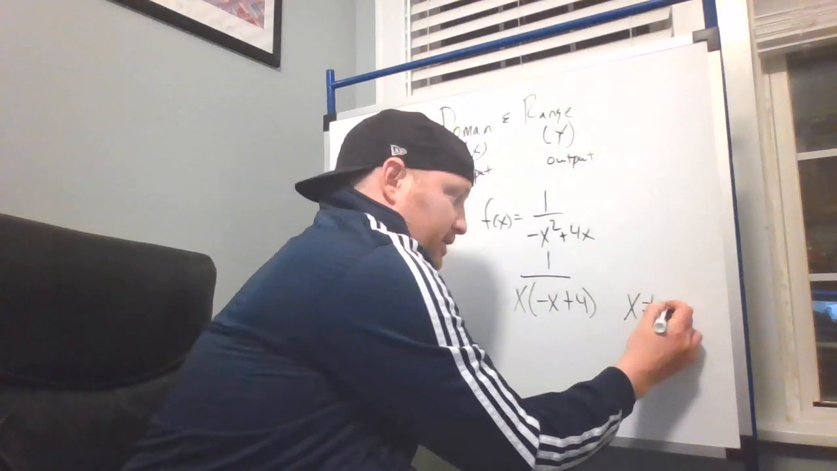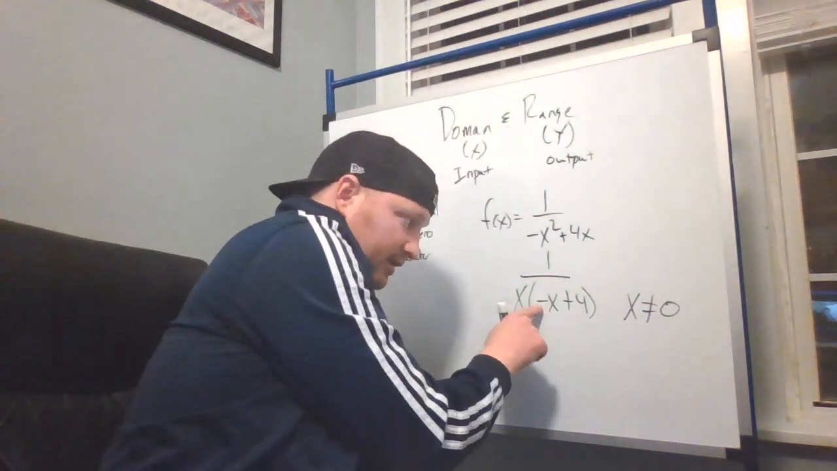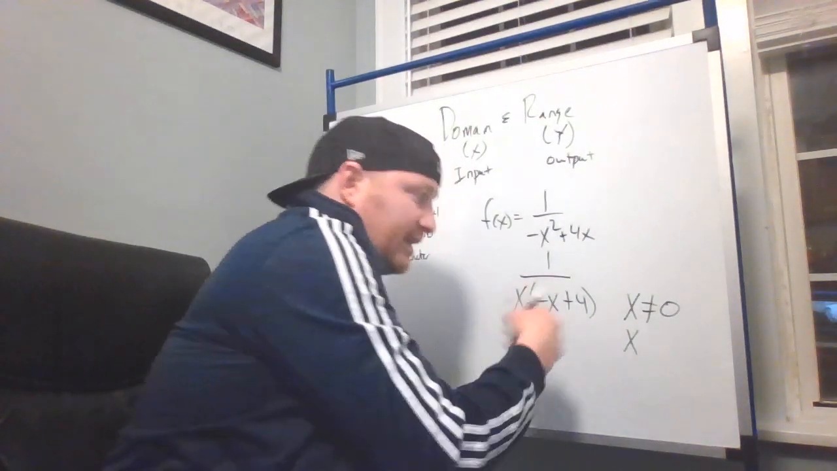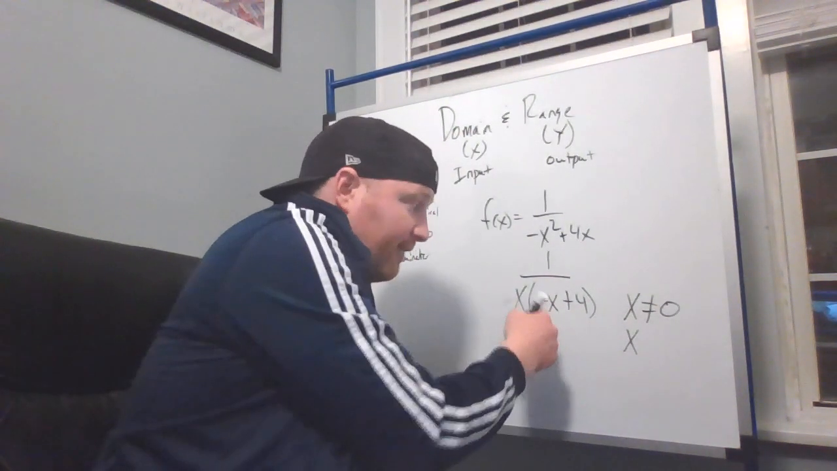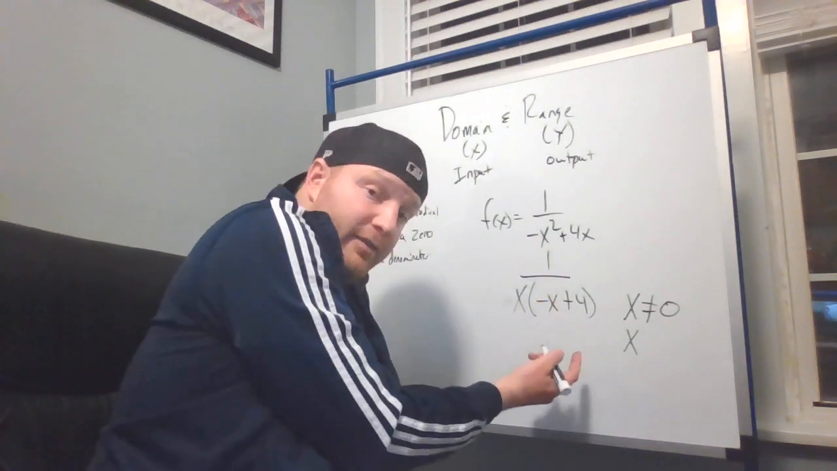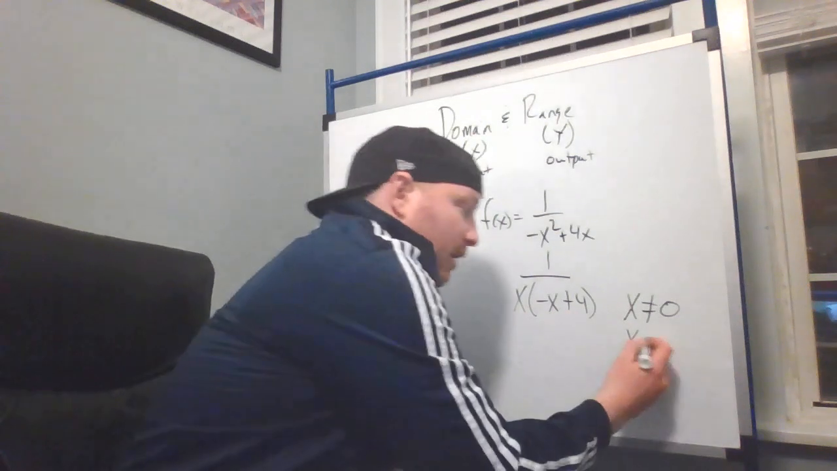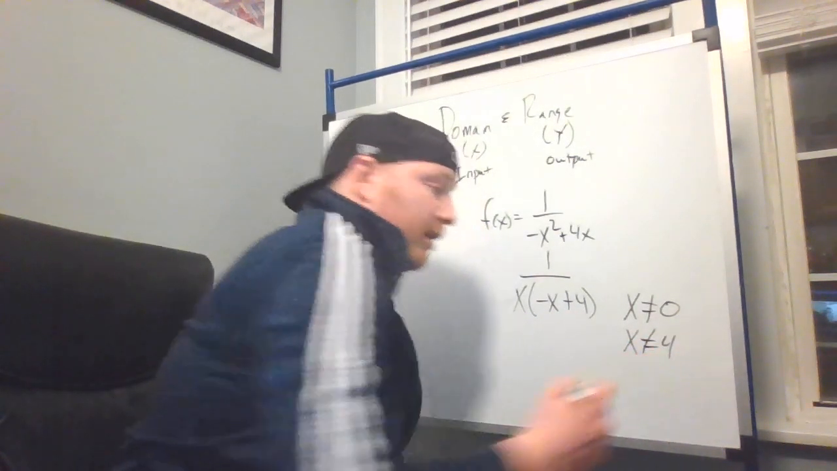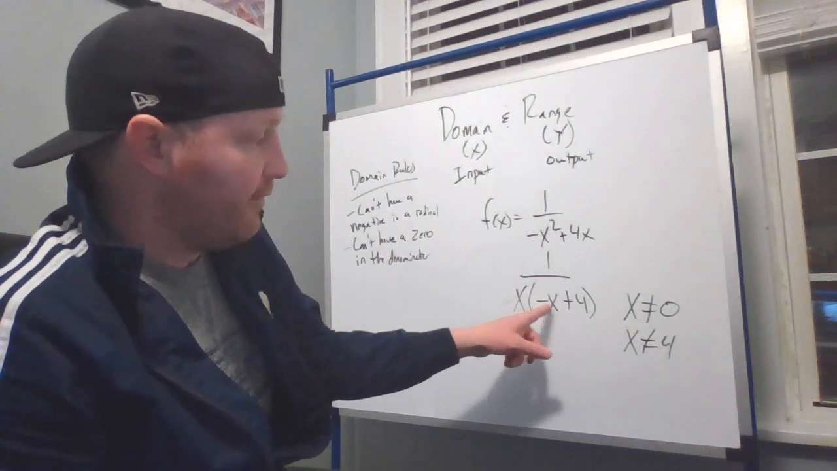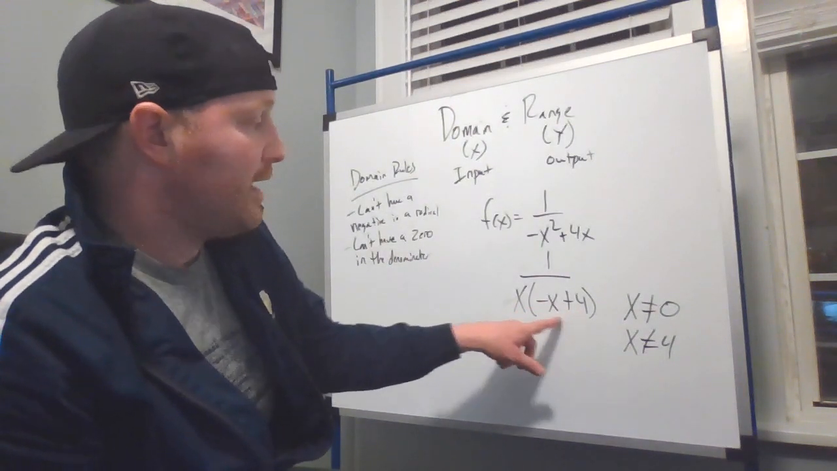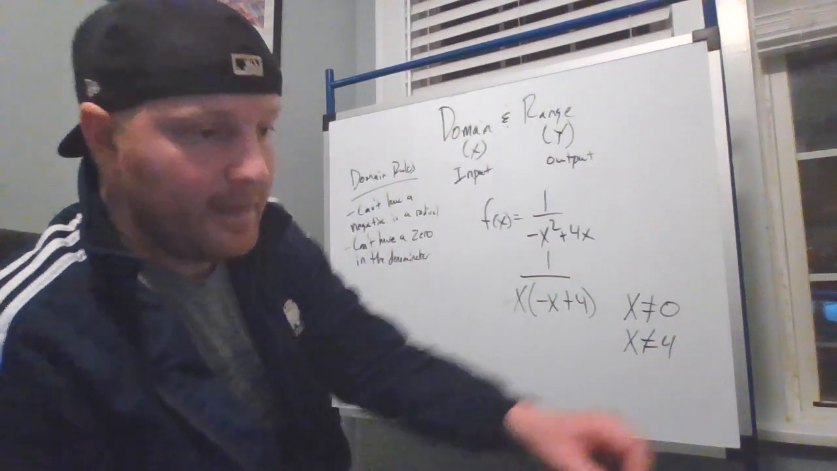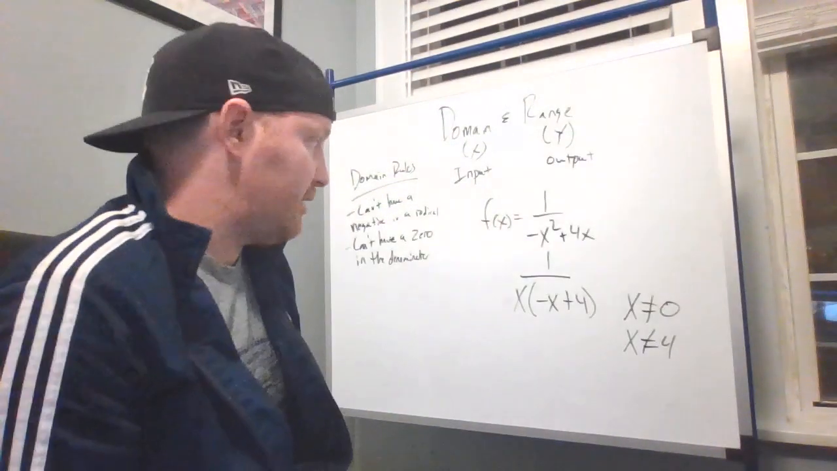X cannot equal 0, okay? Now pay attention, this is a negative x, all right? This doesn't mean x cannot be a negative 4, because if I input x as a negative 4, this now says negative negative 4, all right? X can also not equal 4, because if I input a 4 in place of x, this now says negative 4 plus 4, which is 0. Hence, this whole thing is 0. So there's my domain restrictions, all right? A couple more examples, then you'll be on your own.